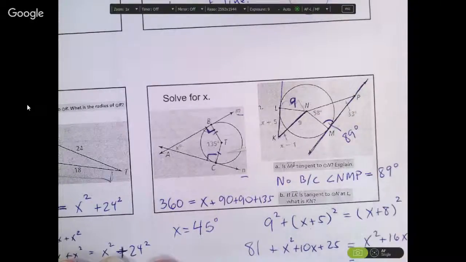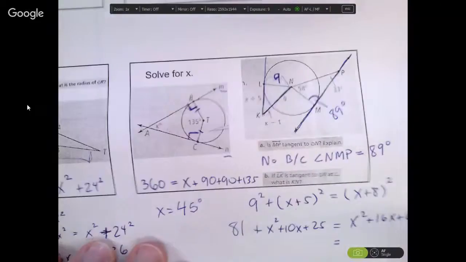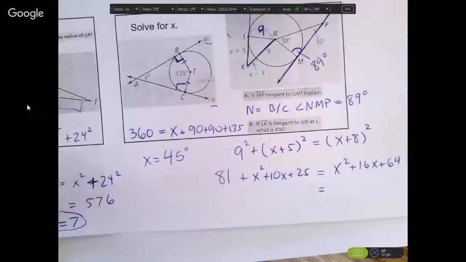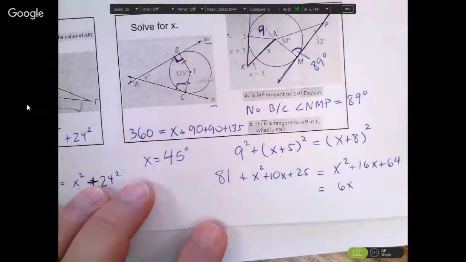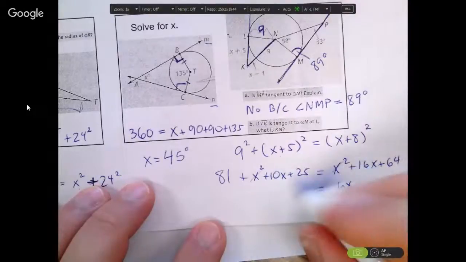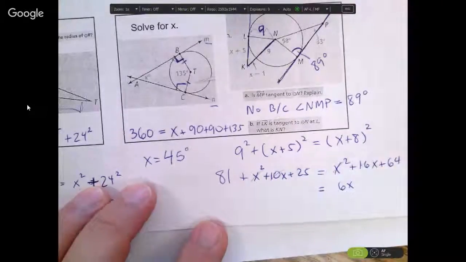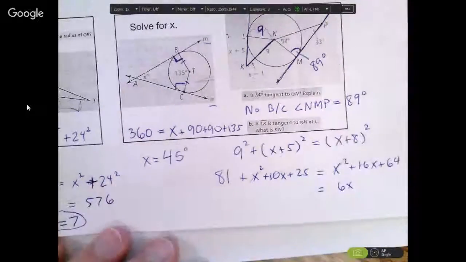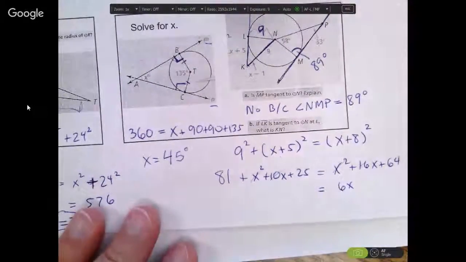In Algebra 1, they really push for us to keep everything positive we can. So that means what side would my x be on? Right. So I think I get 6x. X squareds cancel. Took care of that. What do I get on my left side? 42. 81 plus 25 minus 64. 42.